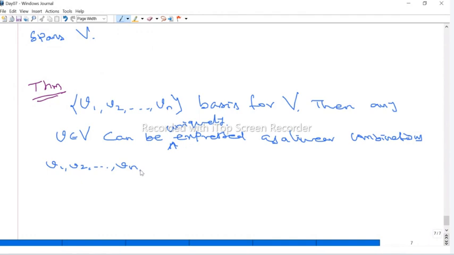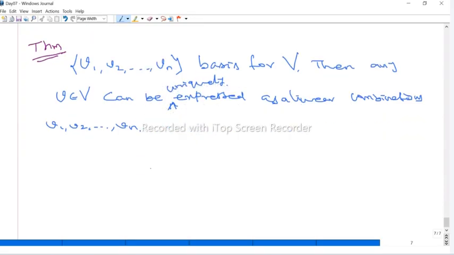Now, there are some important theorems. A basis, we can say, is a minimum generating set. It should be a minimum generating set. In other terms, it is a maximum linearly independent set. Okay, so any doubt so far?